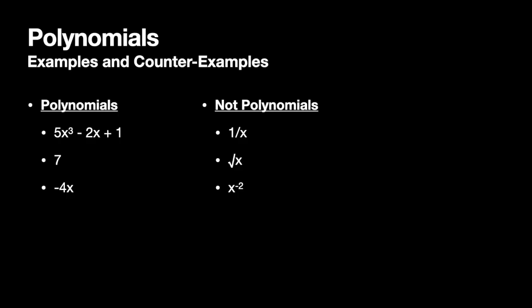And then some non-polynomials. So 1 over x is not a polynomial because we have x on the denominator, which is not allowed. Then square root of x, which is not a polynomial because, recall, we can write square root of x as x to the power of 1/2, and we are not allowed to have fractional powers in polynomials. Then lastly, x to the power of negative 2. Polynomials only have positive powers or 0. So the key rule here is that the exponent of the variable must always be a whole number.